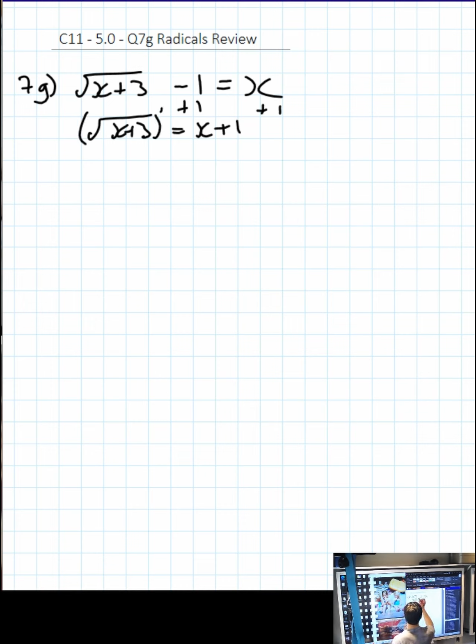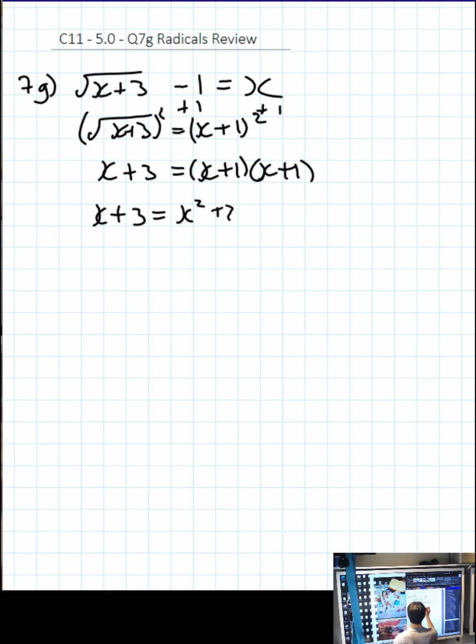Brackets on the left-hand side squared, brackets on the right-hand side squared. Down the page, we have x plus 3 equals x plus 1 times x plus 1. We're going to FOIL out the right-hand side. Down the page, on the left, x plus 3 equals x squared plus 2x plus 1. We'll then get it equal to 0. 0 equals x squared plus x minus 2.